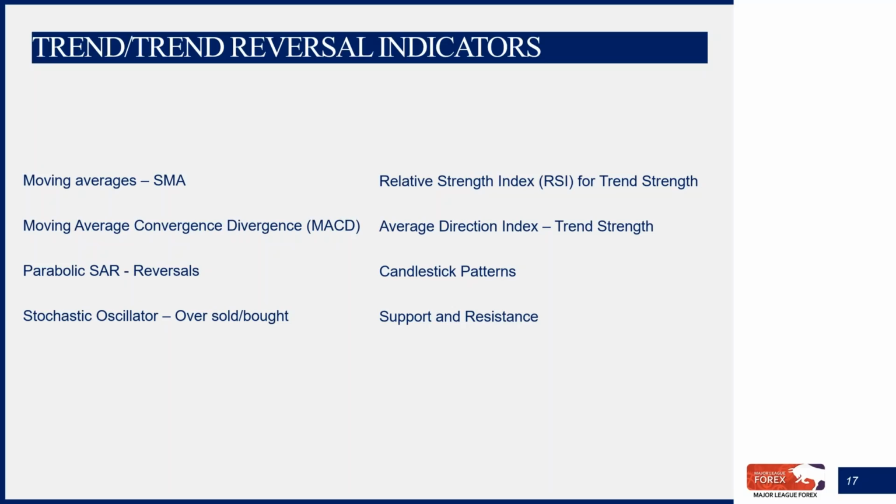You can use the average directional index. Again, that's for trend strength. It doesn't show direction. You can use candlestick patterns. There are many, many cool candlestick patterns, and even support and resistance. If you guys are familiar with support and resistance, or supply and demand theory, these are all different types of trend and trend reversal indicators.